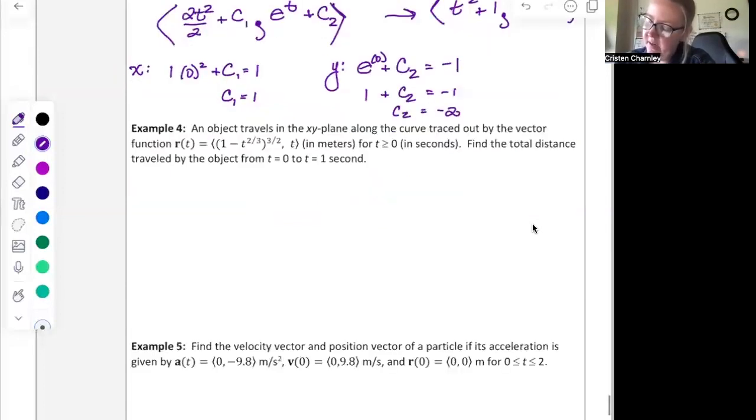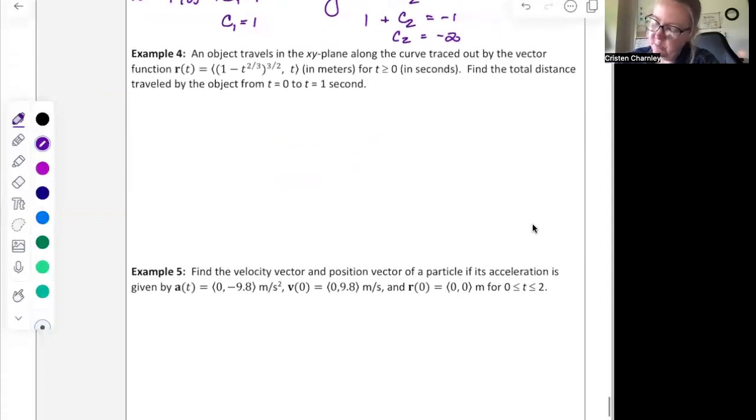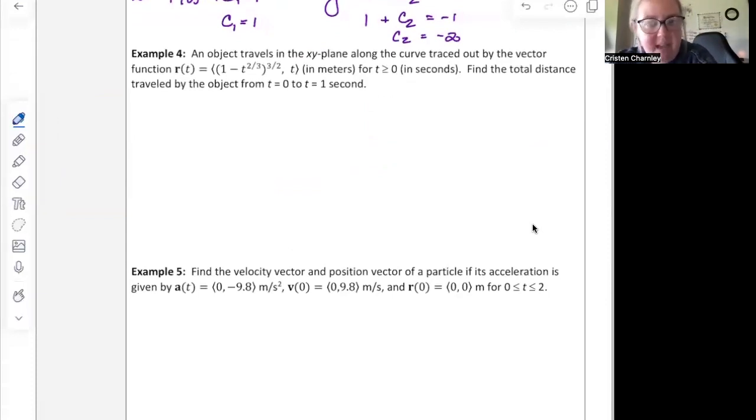Example 4: an object travels in the xy plane along the curve traced out by the vector function r equals ⟨(1 minus t to the 2/3) raised to the 3/2, t⟩, in meters, for t greater than or equal to 0. Find the total distance traveled by the object from t equals 0 to t equals 1 second.